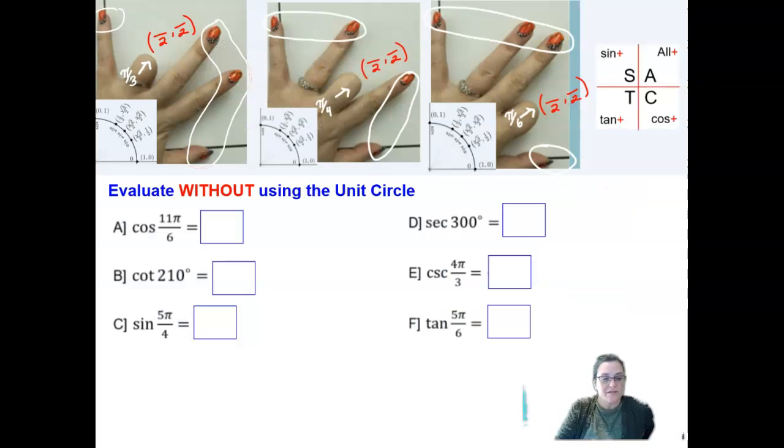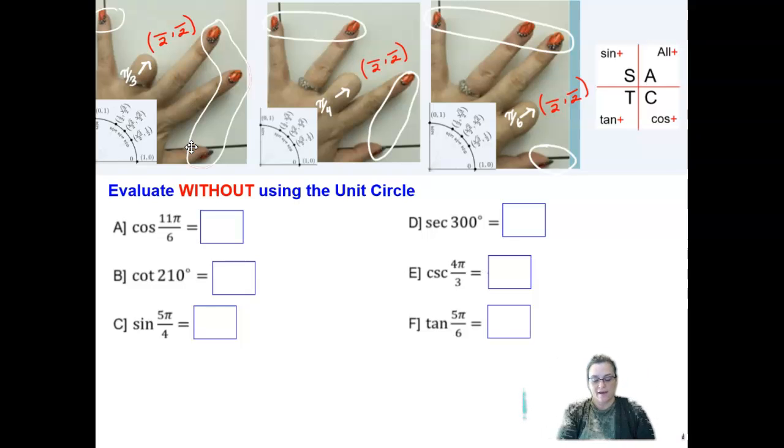Okay, so that brings us to evaluating without using the unit circle, and that requires something called the first quadrant hand trick. So if you take your left hand and you hold it up, which I got a mirror image on my screen here, so I'll use my right hand, but this shows you the first quadrant. So this is your pinky, which is going to be your y-axis. Your thumb is the x-axis, and then these are your angles. So you have your 30 degrees, 45 degrees, 60 degrees, and then again, pinky is 90 degrees.